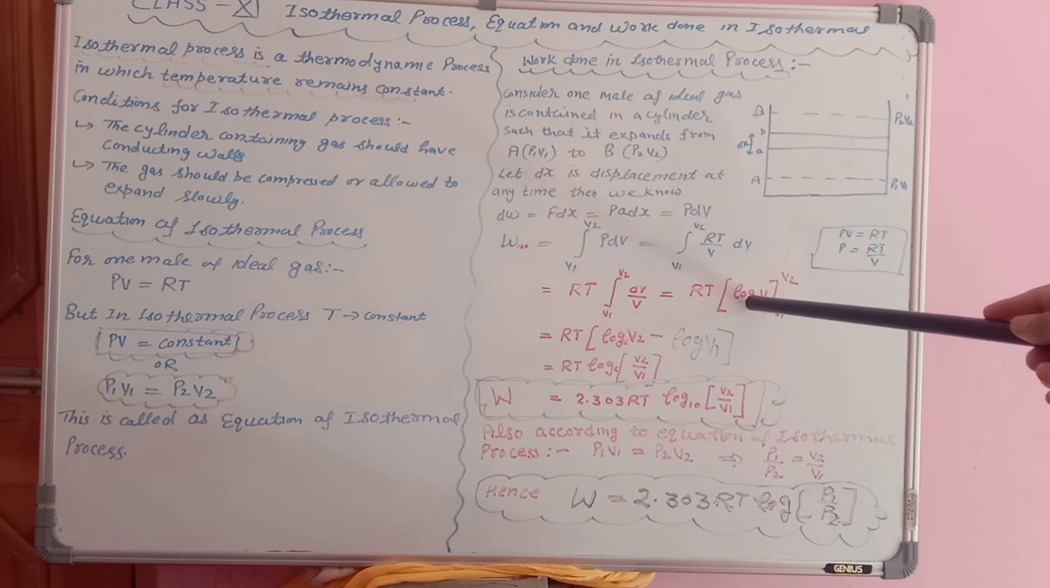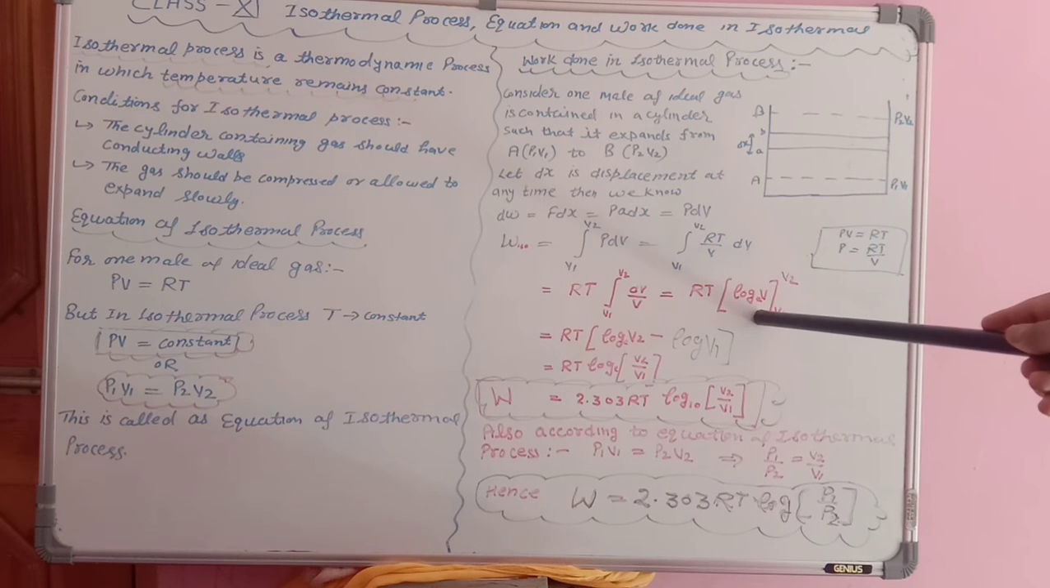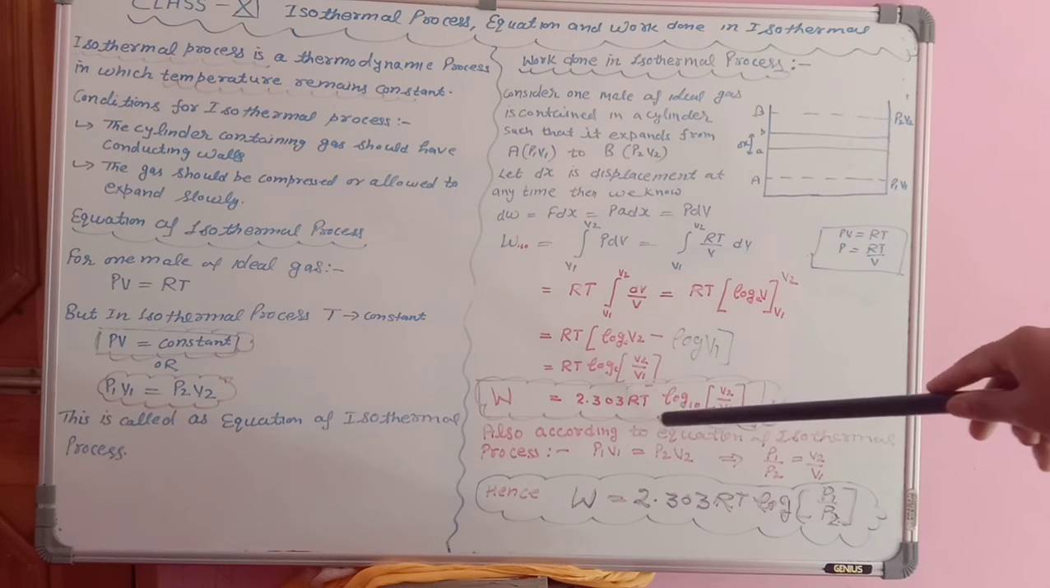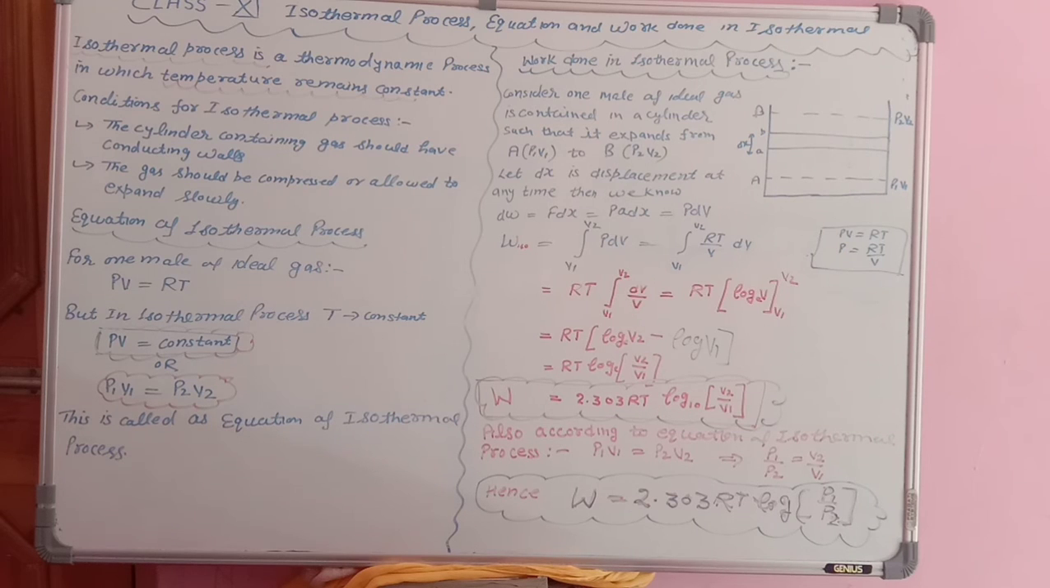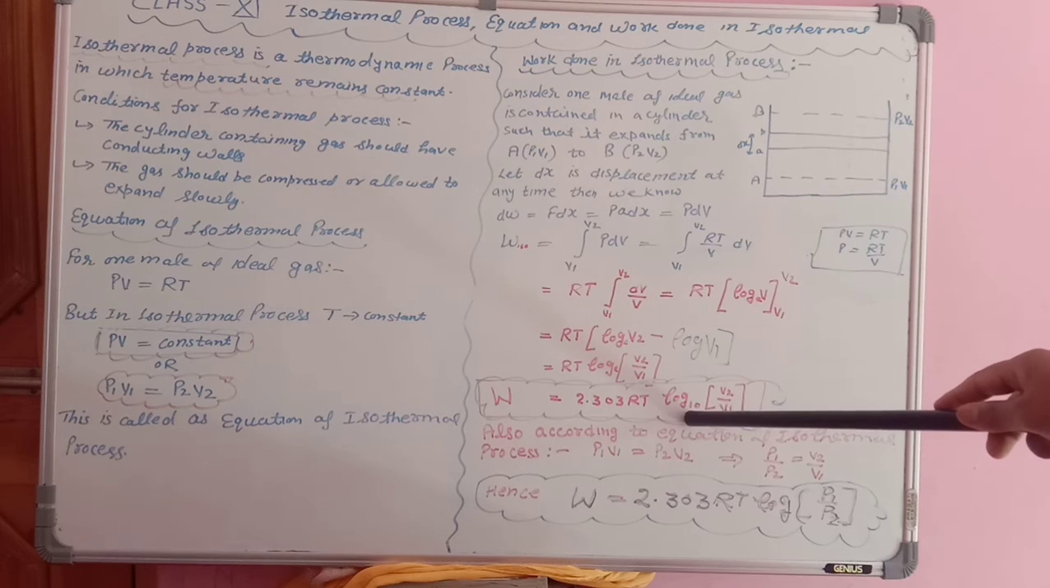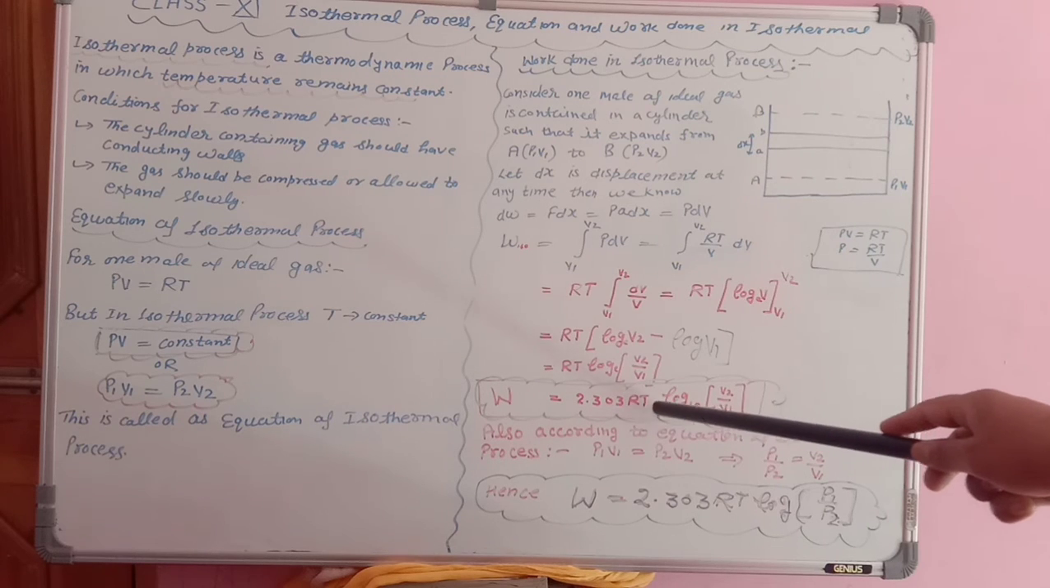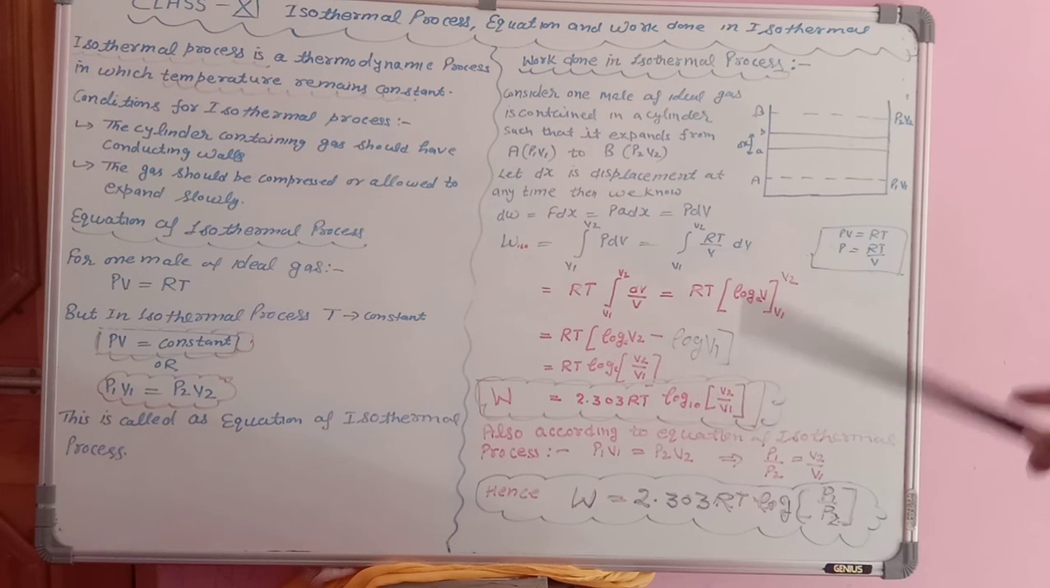Students, here I have taken log V base e. There are two types of logarithmic table. One is base e and one is base 10. जब आप base e से base 10 में change करोगे तो एक factor आता है इसमें, that will get multiplied, 2.303. तो यहाँ पर मैंने log e की जगह log 10 लिया है, because this table we are able to read. So that's why W is equal to 2.303 RT log 10 V2 upon V1.